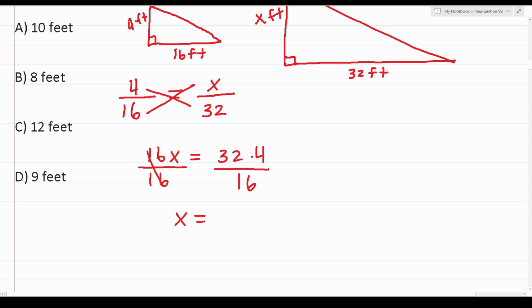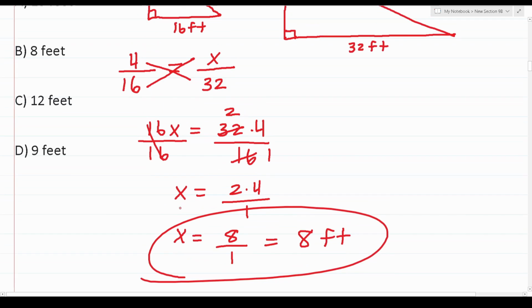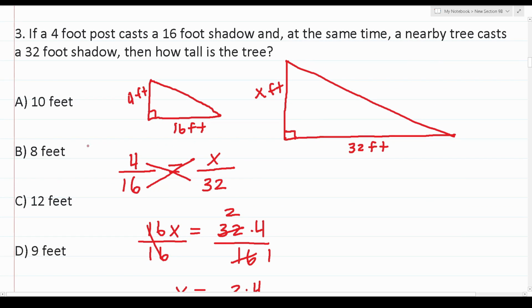16 goes into 32 two times. So I can say 16 goes into 16 one time, 16 goes into 32 two times. So this problem becomes 2 times 4 over 1. And as we've seen in this video, anything over 1 is just itself. So this is 2 times 4, which is 8. 8 over 1 is just 8. So the height of this tree is 8 feet, which is answer choice B.